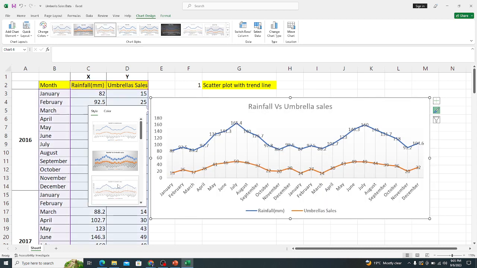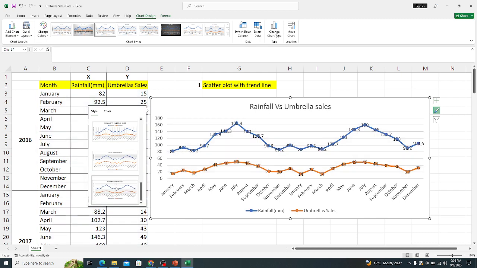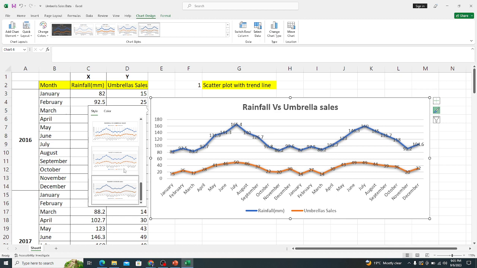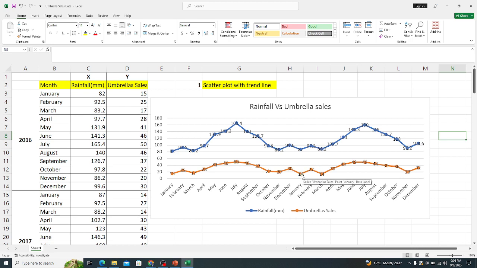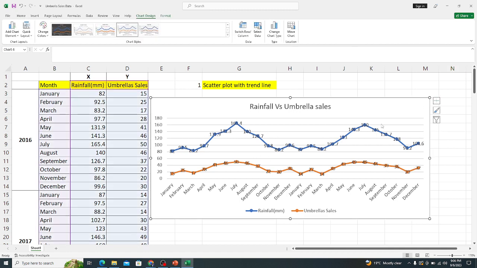If you want, you can adopt this one. This looks good, but it doesn't have the markers, and I love it when it has markers. This is also good, but I love this one, with the markers. Now you can see it has also included the data labels. In case it looks too busy and you don't want to include the data labels, you can always come to this plus.